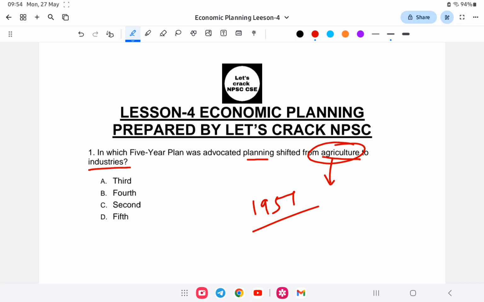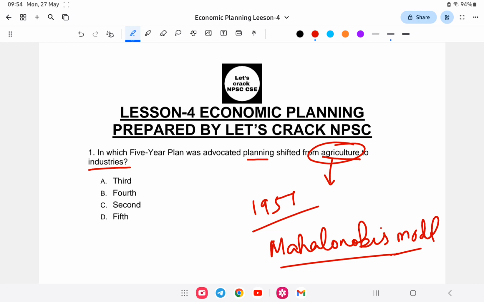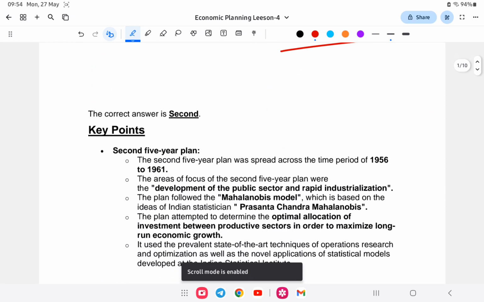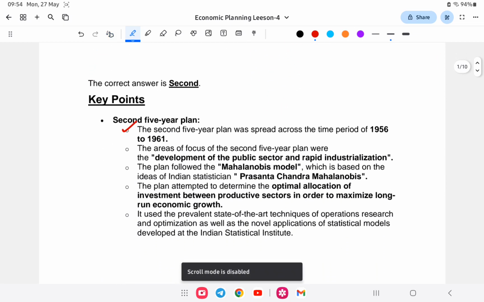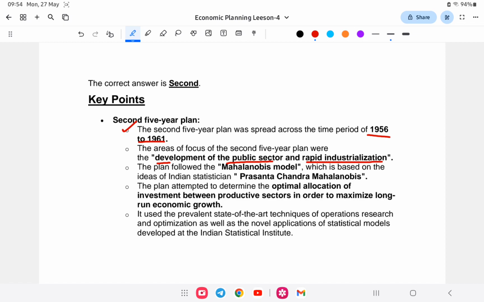The second 5-year plan is the Mahalanobis model, by P.C. Mahalanobis. This model focused on the iron and steel industry. The second 5-year plan was spread across the time period from 1956 to 61. It focused on development of the public sector and rapid industrialization. The Mahalanobis model was established by Prasanta Chandra Mahalanobis.